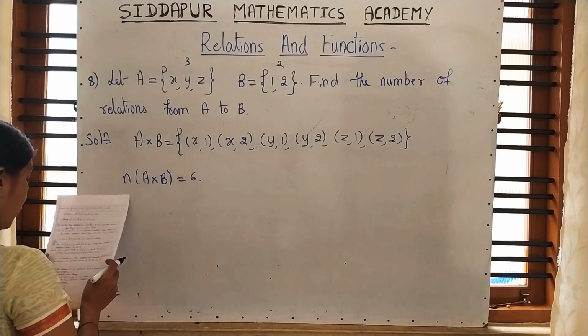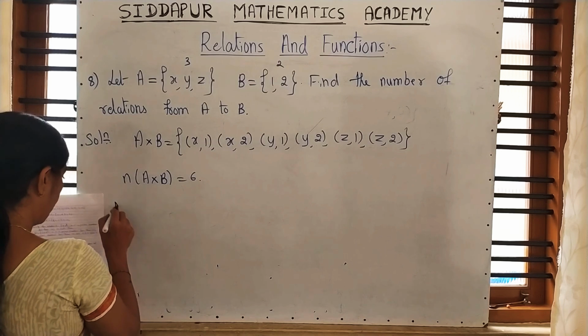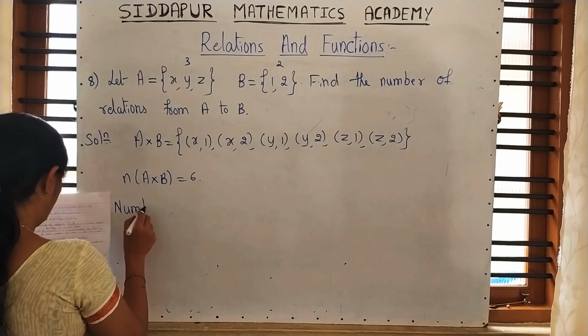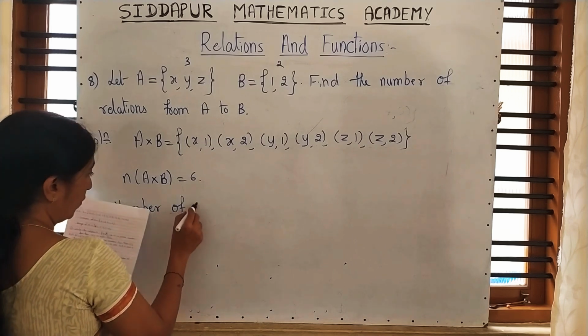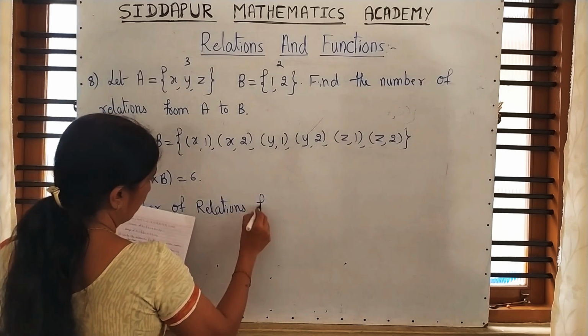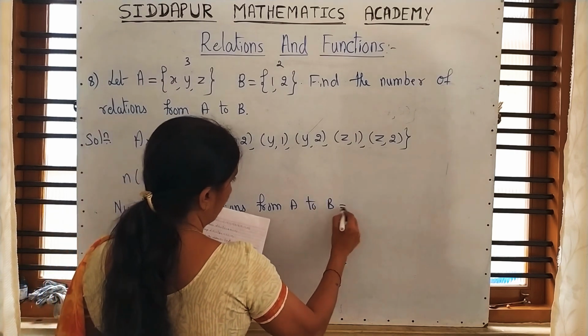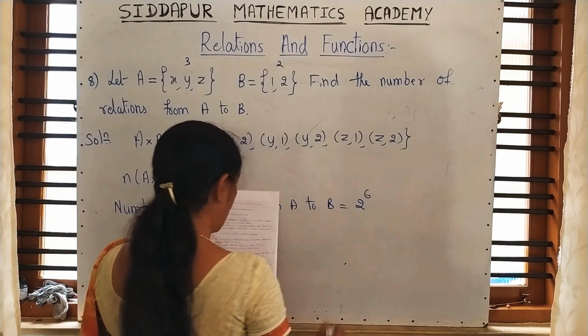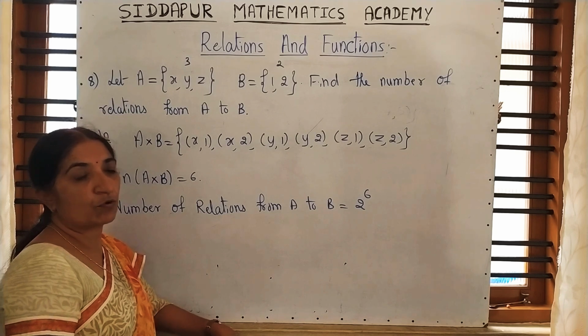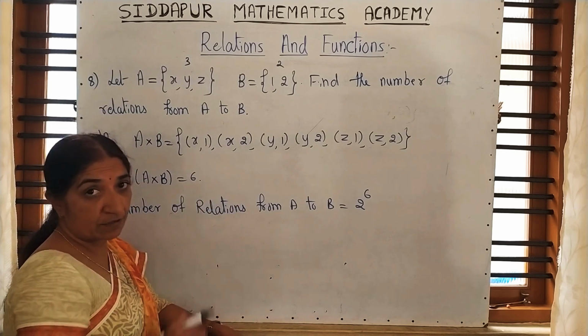And the number of subsets, or the number of relations from A to B, is equal to 2 raised to 6. Is it very simple or what? Yes. If you remember that concept, it is very simple.